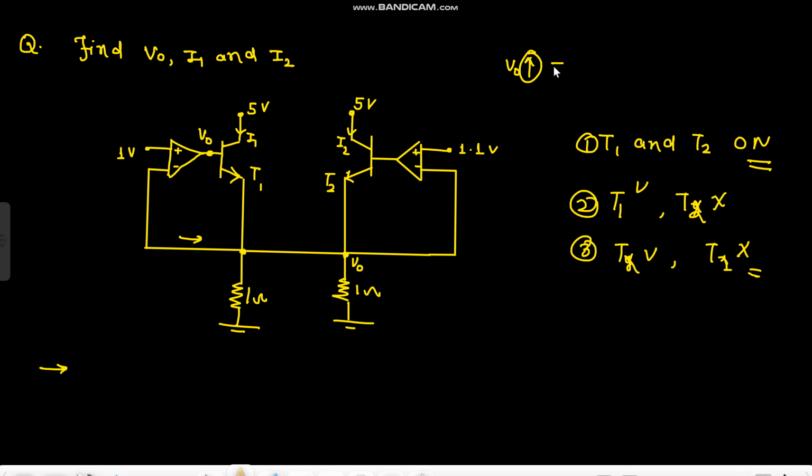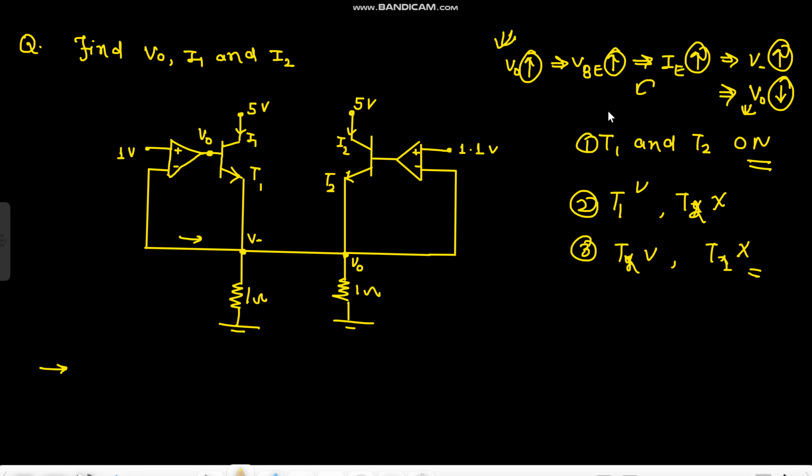If we increase V naught, our VB value will increase. In the transistor, if the VB value increases, our IE value will increase. Then this V negative value will also increase. Now if V negative value increases, then V naught value goes down. So if we are increasing V naught, V naught is eventually going down. This is the characteristic of negative feedback. So here we have negative feedback in all.